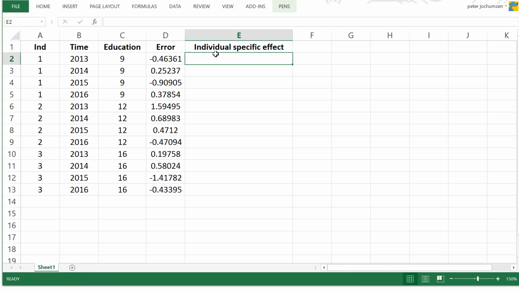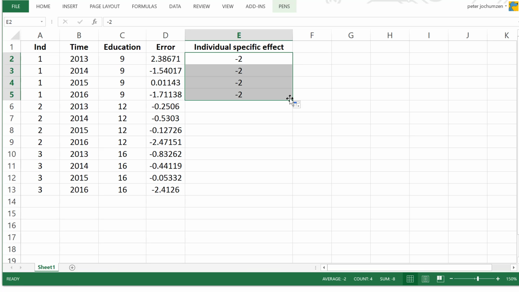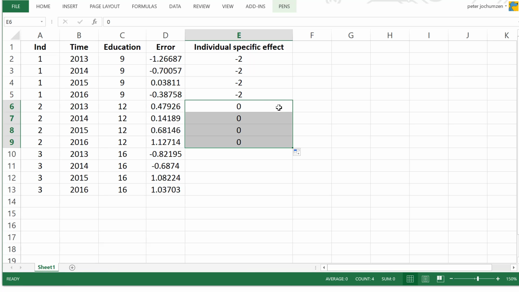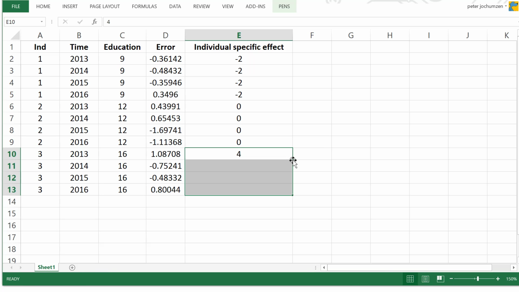Let's say, for example, for individual 1, the individual specific effect is -2. Everything else the same, this individual will make $2 less per hour compared to what you would expect from the explanatory variables. Let's say that individual 2 is sort of an average individual, so there is no adjustment either upwards or downwards in the salary. And let's just say that individual 3 is a clever and hardworking person, so this person would make $4 more per hour compared to what you would expect from the explanatory variables.